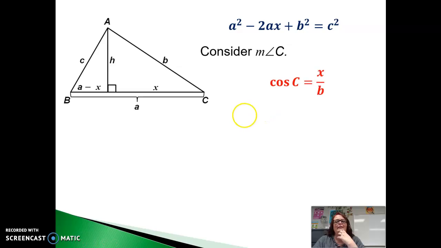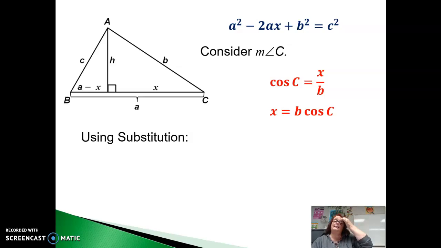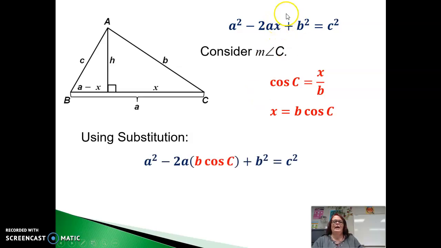So if we consider angle C, notice, again, we're trying to get rid of that x. So my adjacent is x and my hypotenuse is b. So cosine of C is x over b. So if I cross multiply, we get x is equal to b cosine of C. And so again, in this statement, I wanted to get rid of x. So if I do that, I can substitute x with b cosine of C right here.